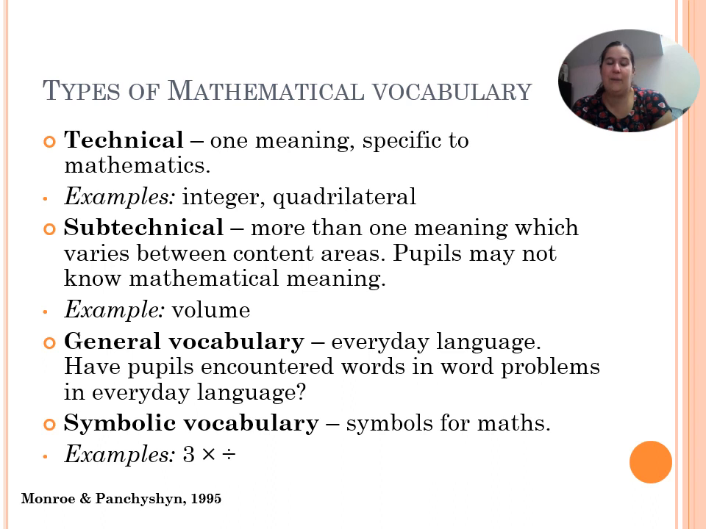And then finally, we have the symbolic vocabulary. So the symbolic vocabulary is those symbols for mathematics that we use. And again, they're very abstract. And if pupils don't understand what that digit 3 means, if they don't have a really good understanding of it, then they're really stuck.